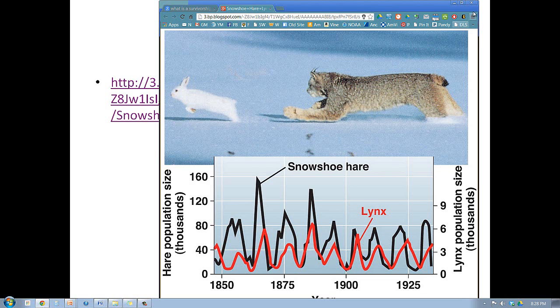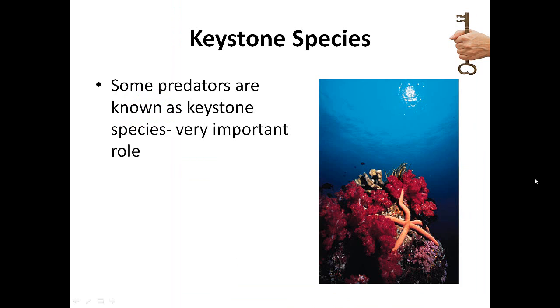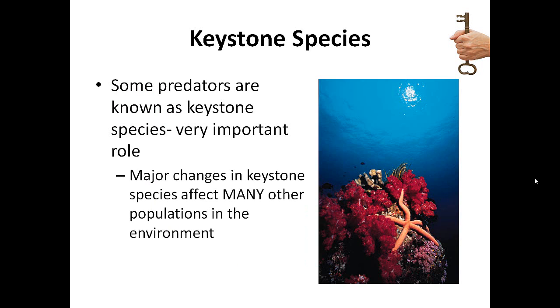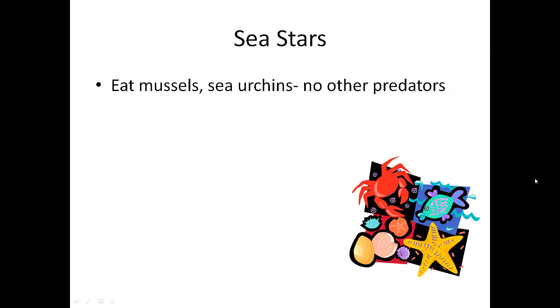Interconnectedness. Many communities have what's called a keystone species, and this is a predator that has a very important role in that environment. If you change that keystone species, so if you take it away, it's going to affect many other populations in that area. For example, sea stars. Sea stars eat mussels and sea urchins, and mussels and sea urchins have very few other predators in the coral reef environment.